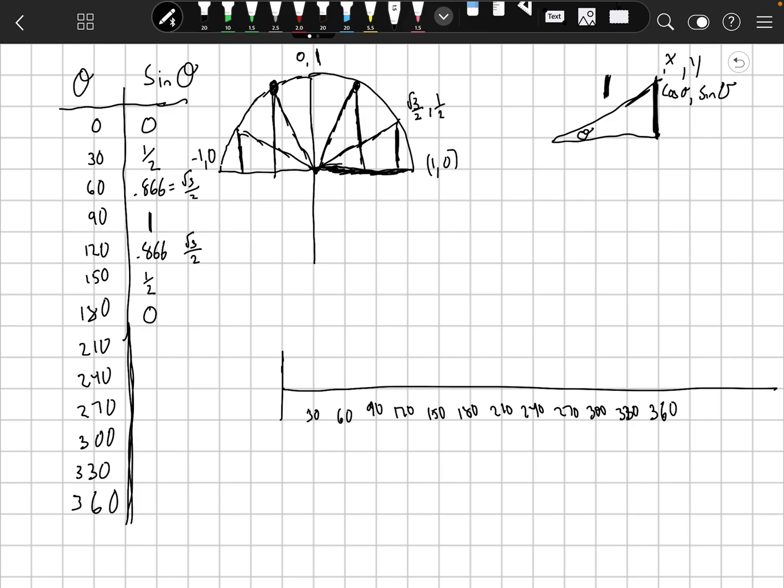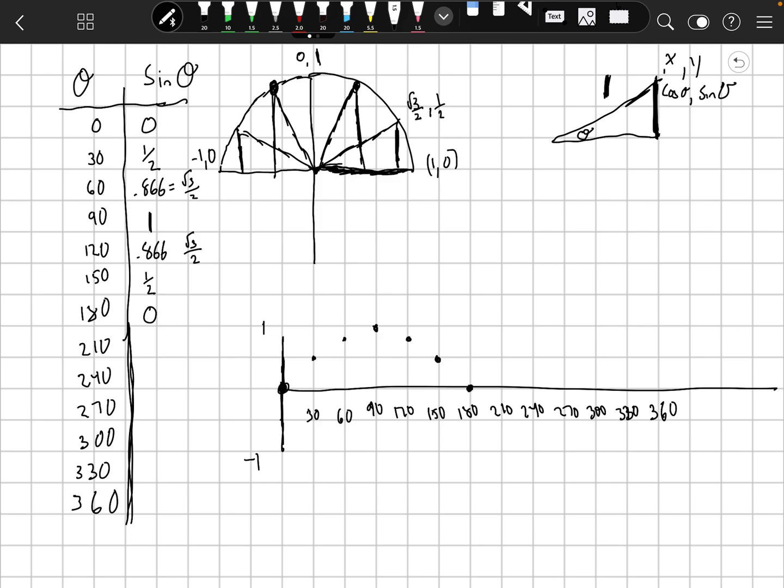All right, so let's just take a look at what we've got so far on the graph. 0, 0, this is 1, that's -1. At 0 we're at 0, and at 30 we're at 1/2, and at 60 we're at 0.866, and at 90 we're at 1. And then we come back down, 120 we're at 0.866, and then at 150 we're at 1/2, and 180 we're at 0. So it's kind of like just going up the hill, down the hill. Okay, let's see what happens next.